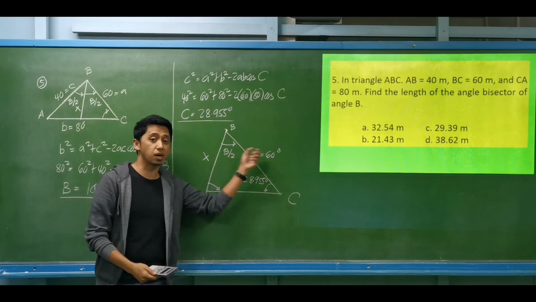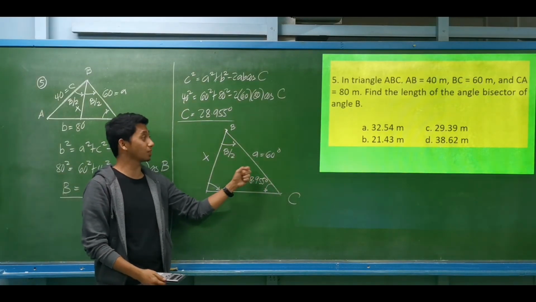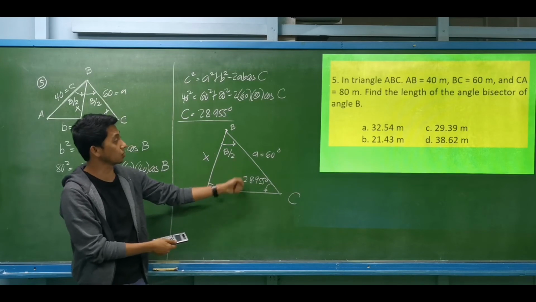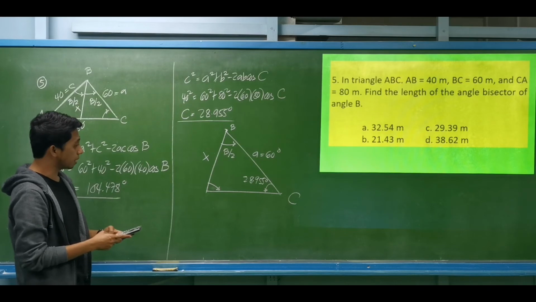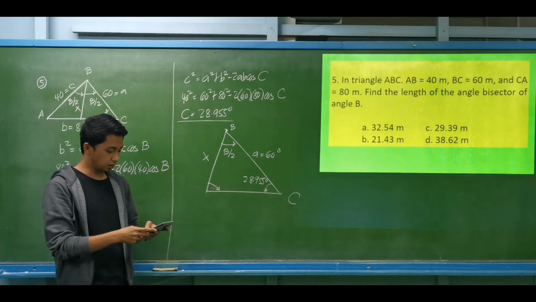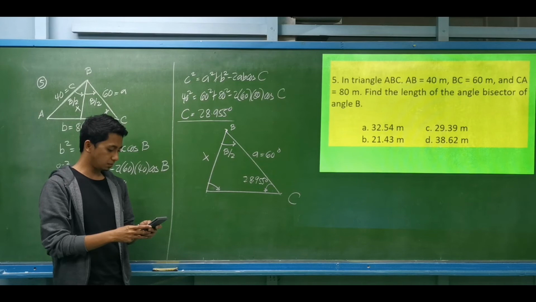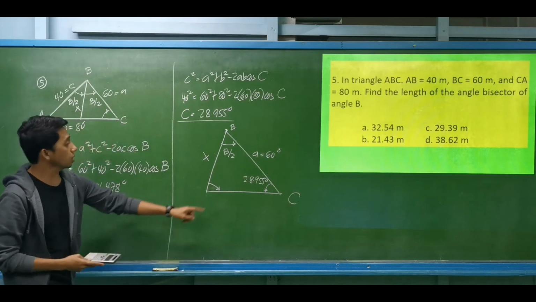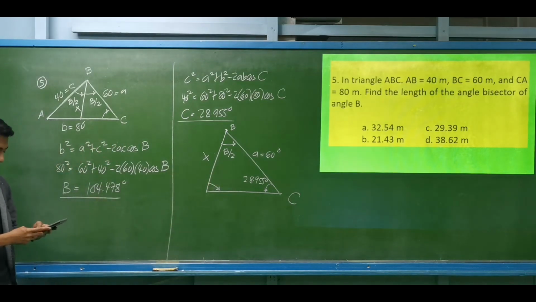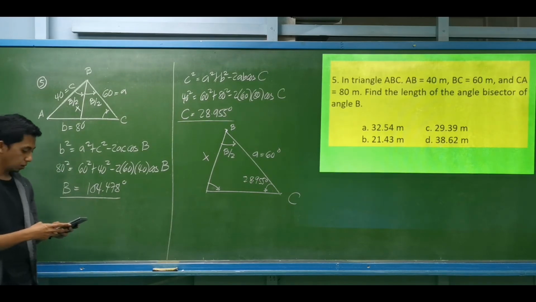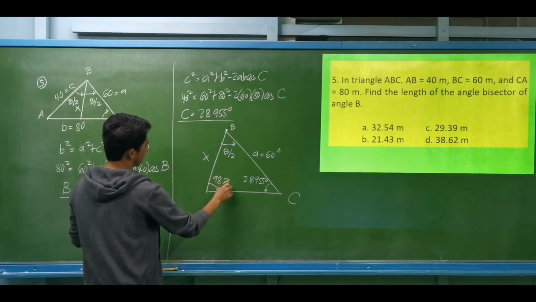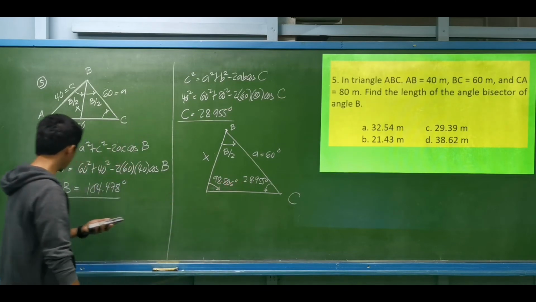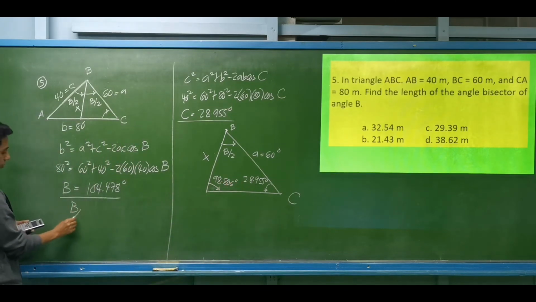Since the sum of the angles of the triangle is equal to 180 degrees, that is the same as 180 minus 28.955 and then minus B over 2. Ano yung ating B? That is 104.478 divided by 2. So, ang nakuha ko dito is 98.806 degrees.